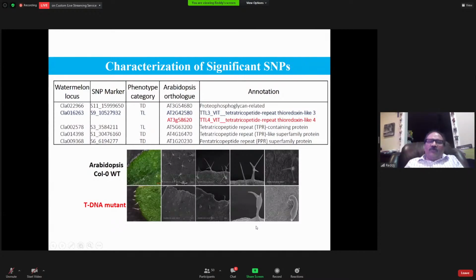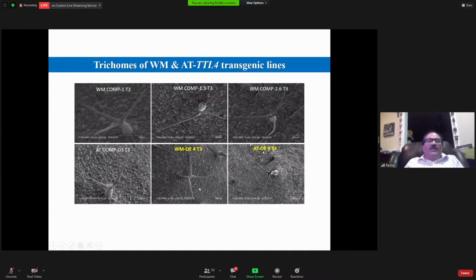You see, so we don't have to have a whole lot of infrastructure. We need to have basic infrastructure to identify a candidate gene that interests us. So now this watermelon gene, we used on Arabidopsis. So we cloned watermelon gene and then rescued the function in Arabidopsis. All these are watermelon genes, tetratricopeptide or TTL4 genes. And in transgenics, it shows clearly the function is restored.